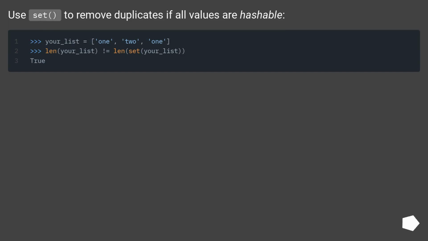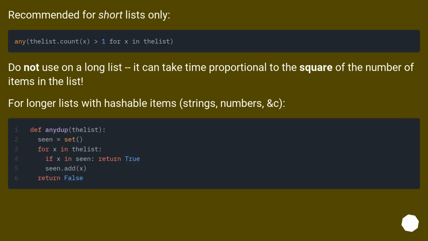Use set to remove duplicates if all values are hashable. Recommended for short lists only. Do not use on a long list, it can take time proportional to the square of the number of items in the list. For longer lists with hashable items, strings, numbers, and so on.